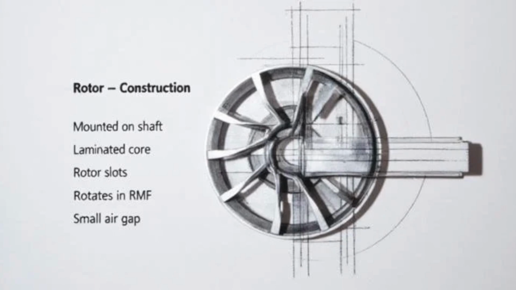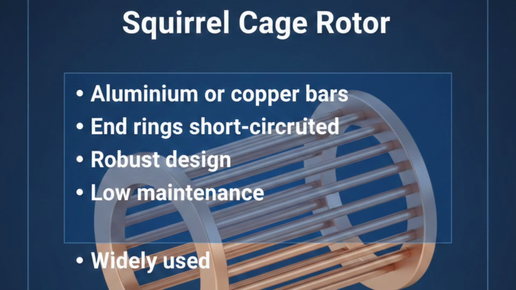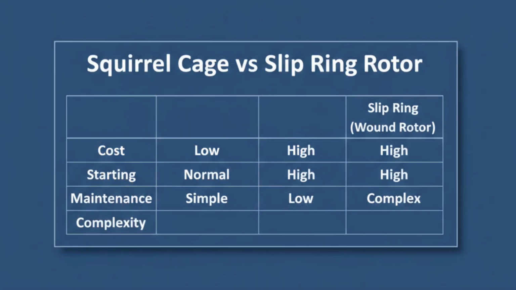There are two main types of rotors used in induction motors. The first one is the squirrel cage rotor, which consists of aluminium or copper bars short-circuited by end rings. This type is very robust, inexpensive, requires very little maintenance and is most widely used in industries, while the second type is the slip ring or wound rotor type, which contains a 3-phase rotor winding connected to slip rings mounted on the shaft. External resistance can be connected during starting to improve starting torque and limit starting current, making it suitable for heavy load applications.